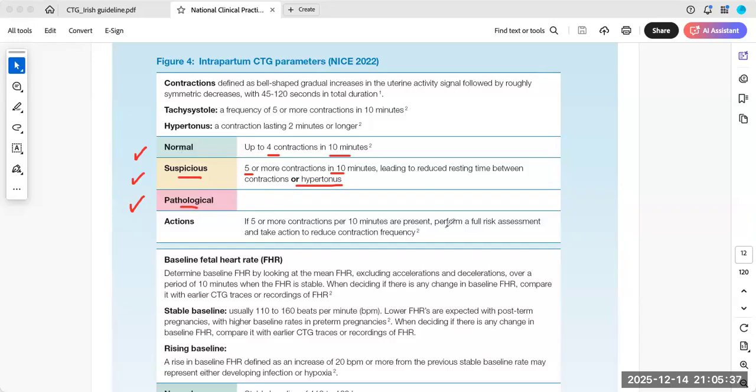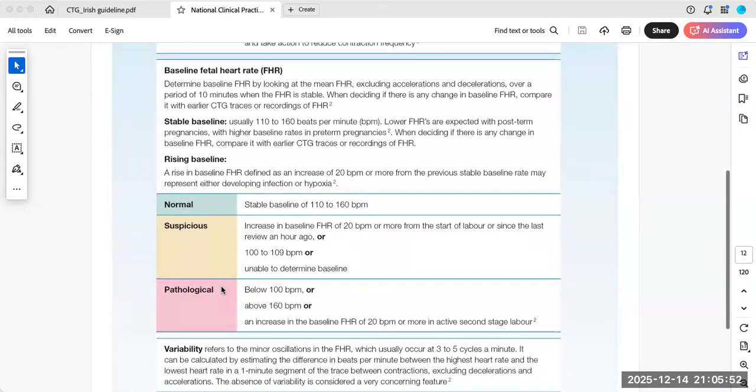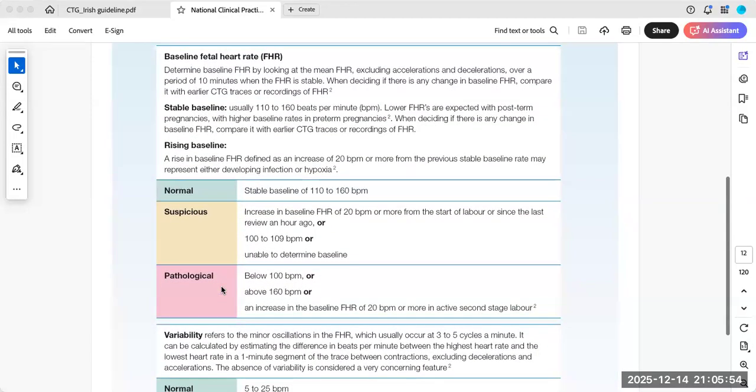The action will be a full risk assessment and take action to reduce the contraction frequency. Like, for example, if there is oxytocin, you reduce it or stop it. And you can consider the use of terbutaline, of course, or GTN in labor. How about the baseline fetal heart rate?